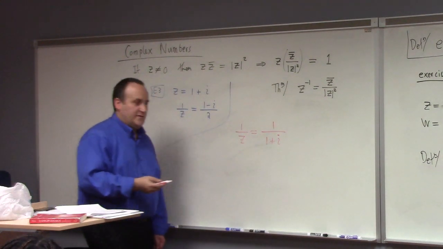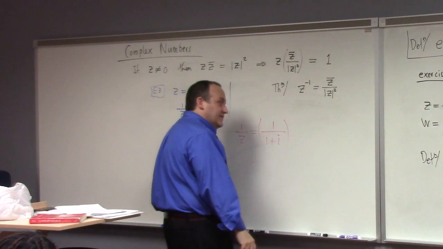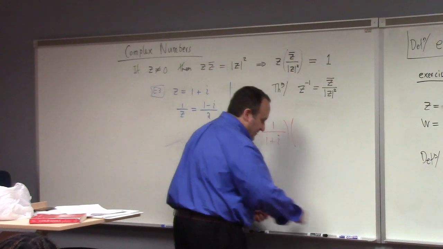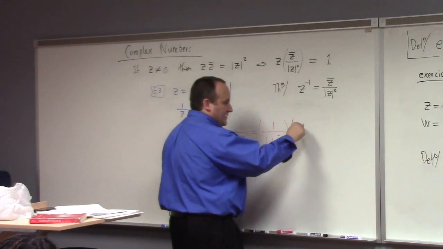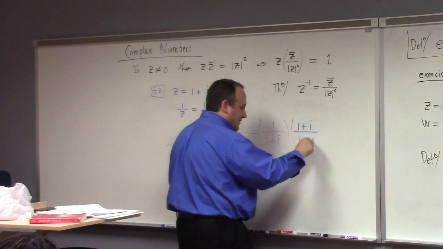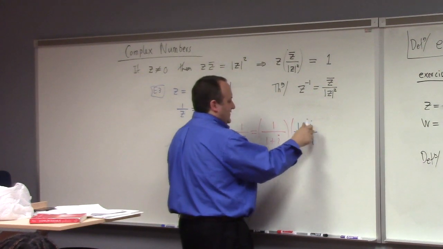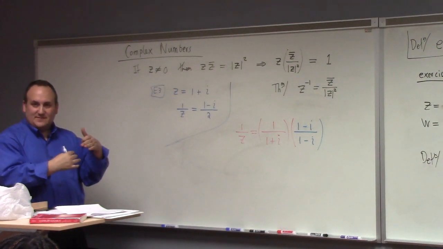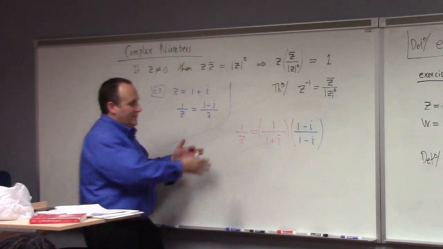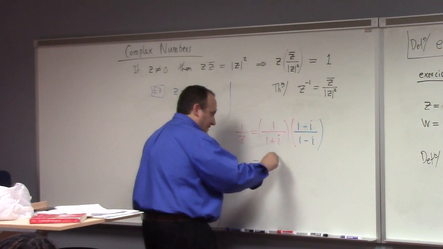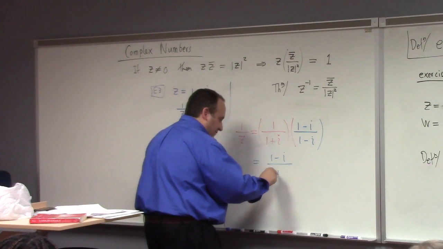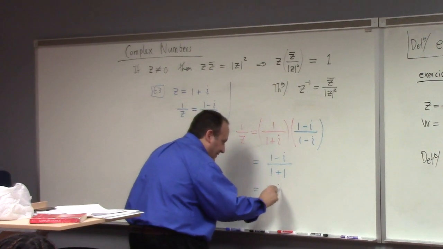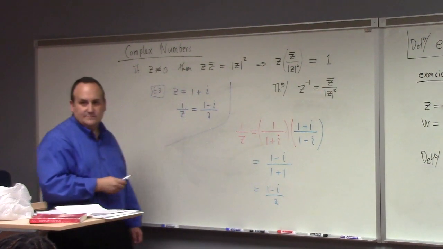Let's see, 1 over 1 plus i. Here's how I would typically approach it in a calculus class. I multiply by 1, like so. I multiply by the conjugate over the conjugate, right? This is called conjugation. And then you get 1 minus i, and downstairs you get 1 plus 1. The i and the minus i cancel, and lo and behold, 1 minus i over 2. Hooray!